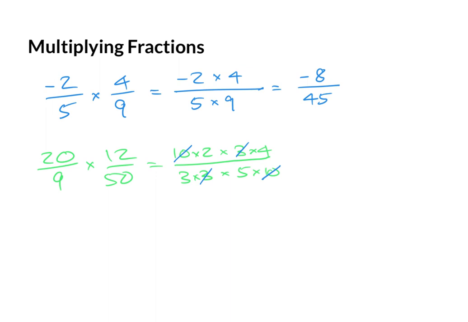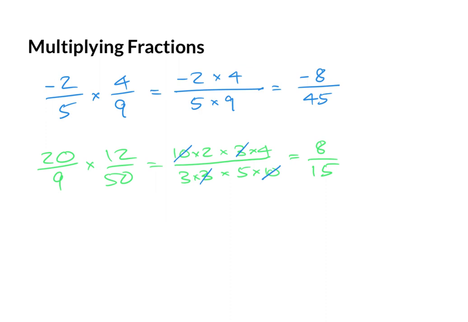So what I have on the top here, I have 2 times 4. Well, 2 times 4 is clearly going to be 8. And on the denominator, I'm left with 3 times 5, and 3 times 5 is 15. So my answer is 8/15, and it's already simplified. I do not have to do anything else to it.